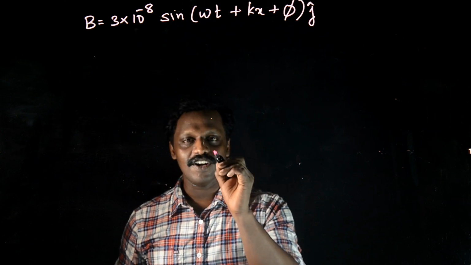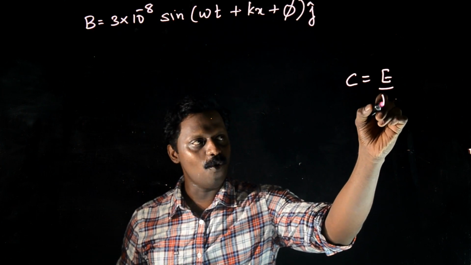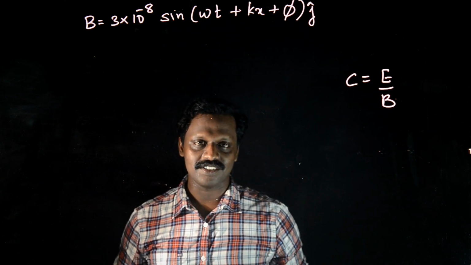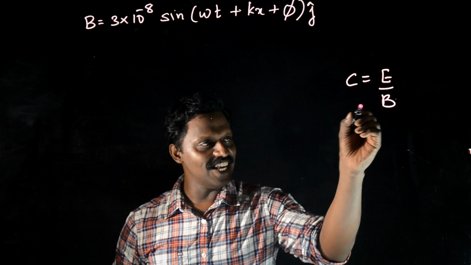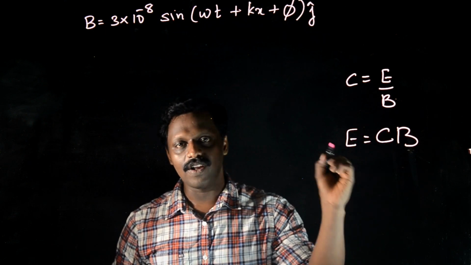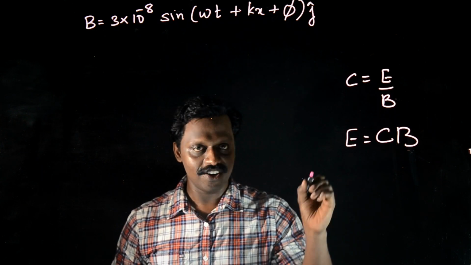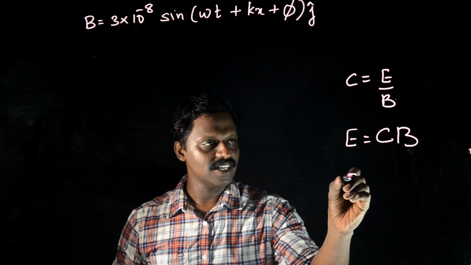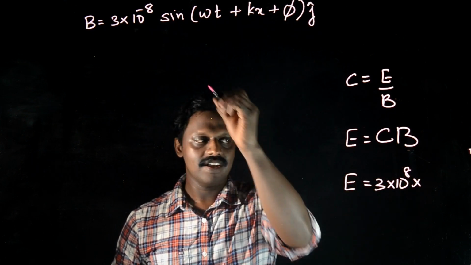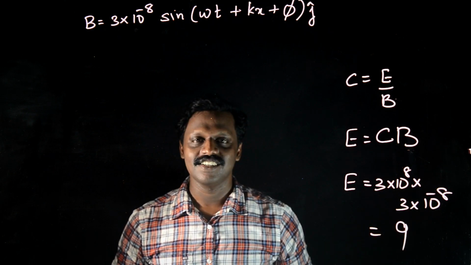In order to find the electric field component, we have to apply the relation C equal to E over B, where E is the electric field vector and B is the magnetic field vector. From this, we can write E is equal to C times B. Now, C is the velocity of electromagnetic wave in vacuum, which is 3 into 10 raised to 8 meter per second. So from that, E is equal to 3 into 10 raised to 8 multiplied by 3 into 10 raised to minus 8, which yields 9.